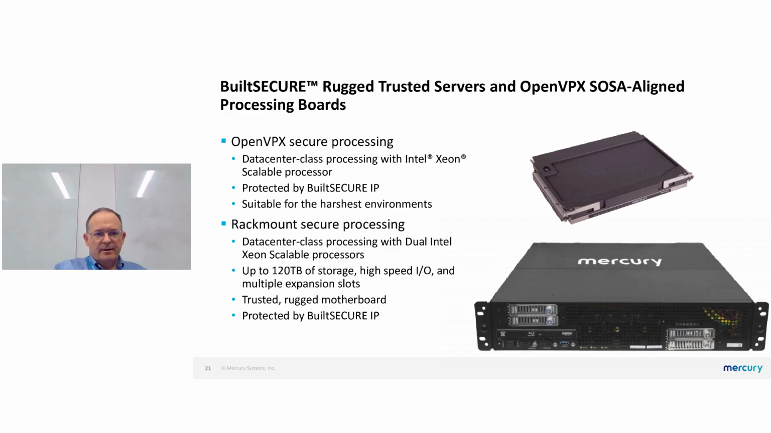We also have similar capabilities in our rack mount secure processing solutions. These are data center class processors, again, with dual Intel Xeon processors, large amounts of storage, memory, high-speed I/O, many expansion slots. This is implemented with a trusted rugged motherboard manufactured by Mercury in the US, designed in the US, and also protected with built secure IP.